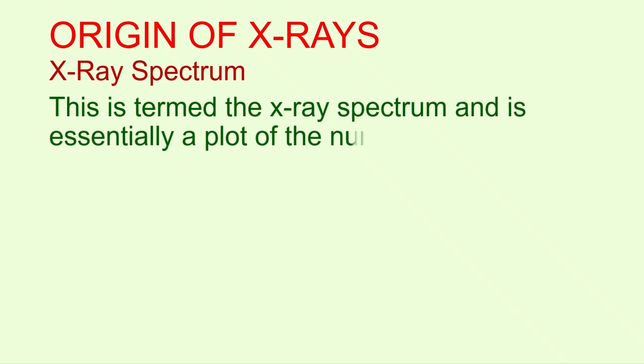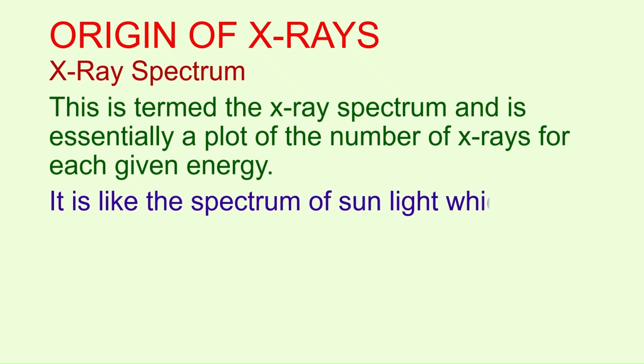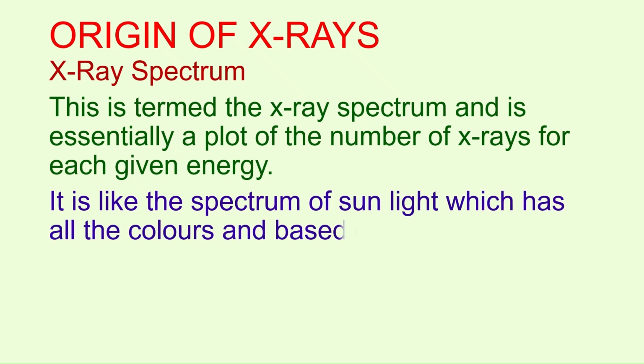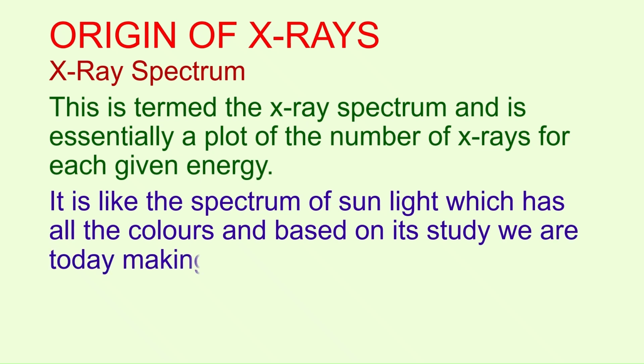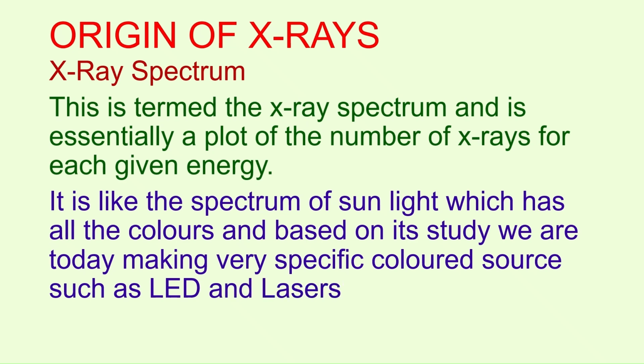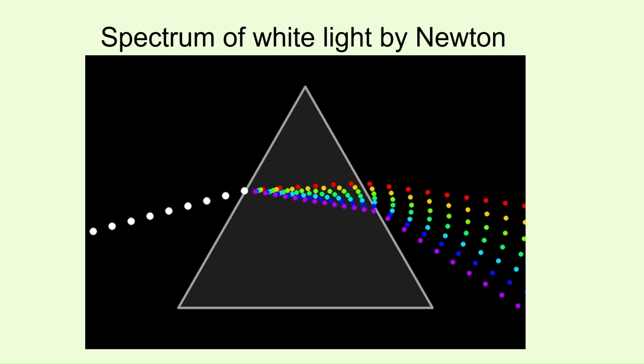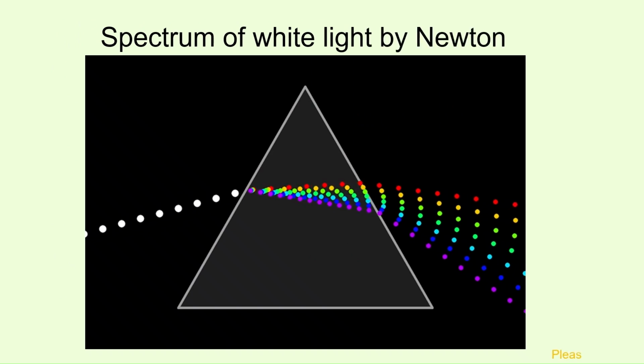This is termed the X-ray spectrum and is essentially a plot of the number of X-rays for each given energy. It is like the spectrum of sunlight, which has all the colors, and based on its study, we are today making very specific colored sources, such as LEDs and lasers. Spectrum of white light by Newton, demonstrated using a glass prism.